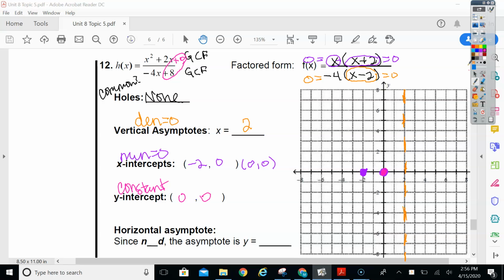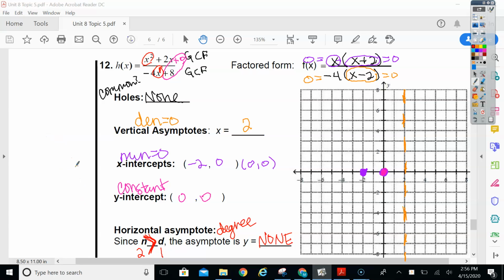Alright, and then what about our slant, or our horizontal asymptote? So here first you look at the degrees. The degree of the numerator is 2, x squared. The degree of the denominator is 1. So since the numerator is greater than the denominator, there is no horizontal. However, since it's exactly 1 more, there is a slant. So that's what it says down here, but I'm going to do the work over here to the side.